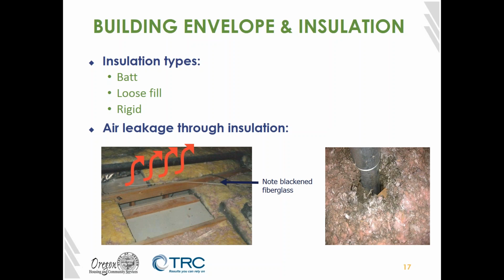One way that you can check if there is big air leakage issues is if there's existing insulation, this blackened edge on the insulation you see in these photos shows that there's airflow moving through those spaces.